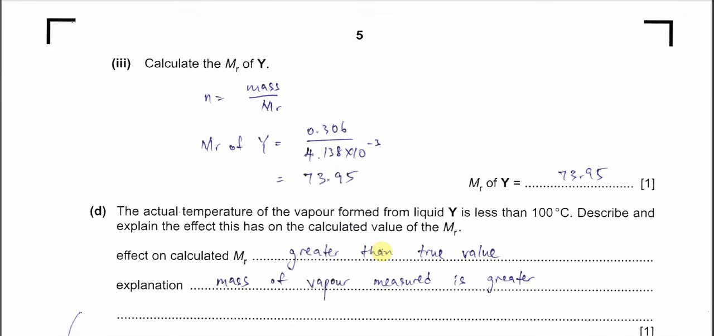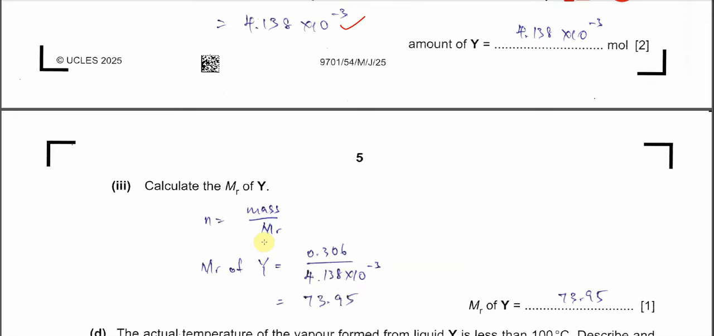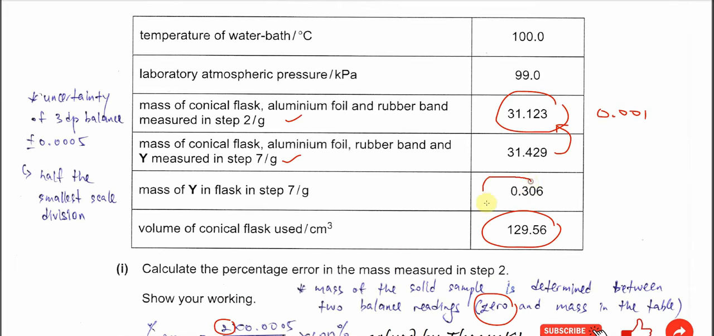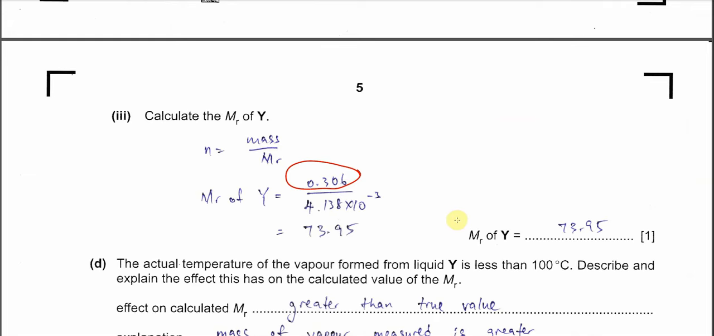Okay, part 3. Calculate the molar mass of Y. Once you get the mole, then it's easy. So just remember the molar mass can be obtained when we have the mass together with the mole. The mass is already given, 0.306 here. Then use the mole that you calculated just now, and you can get the molar mass. So use the mass over the mole, and you get 73.95 gram per mole.